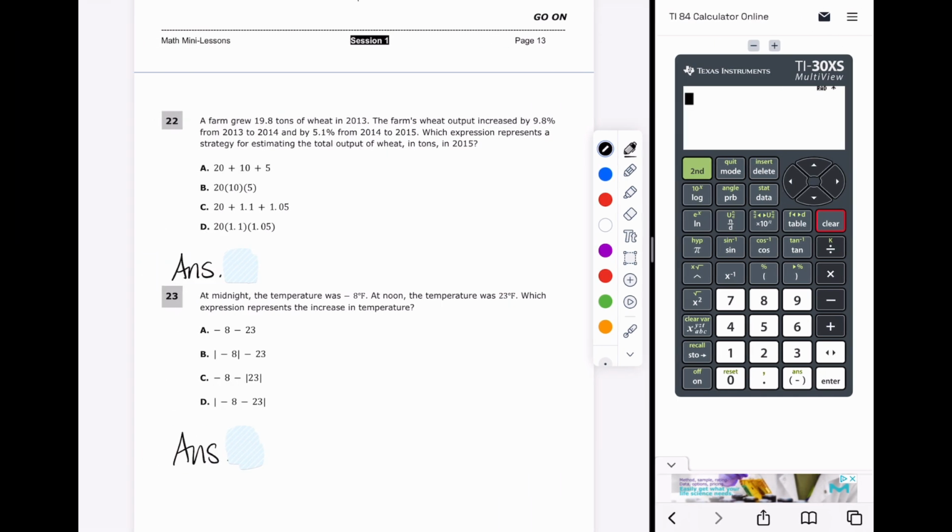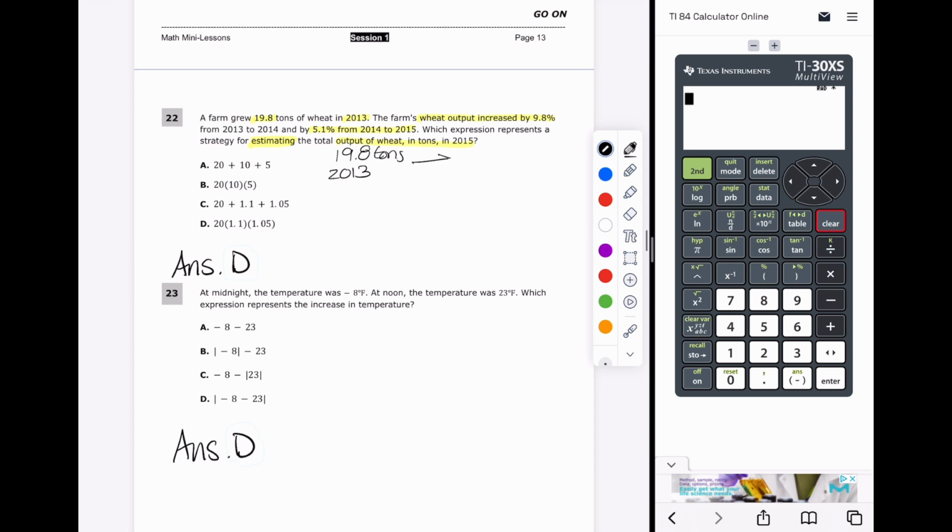Let's look at 22 and 23. The answers are D and D. So check off and stay here if you're ready for me to break it down. For 22, a farm grows 19 and 8/10 tons of wheat in 2013. The wheat output increases by 9.8% from 2013 to 2014 and by 5.1% from 2014 to 2015. Which expression could represent a strategy for estimating the total output of the wheat in tons? All right, so let's tell the story about what happened. So here's 2013. The output was 19.8 tons.